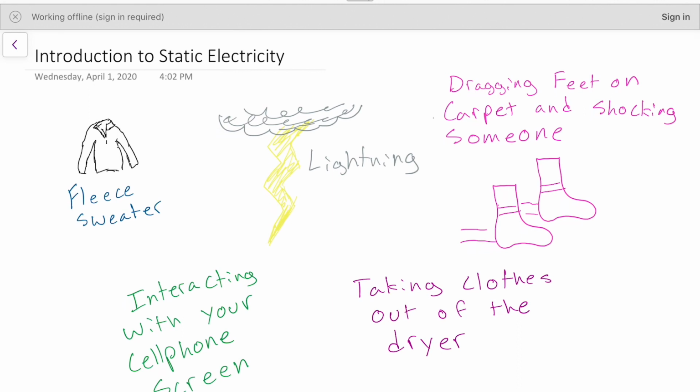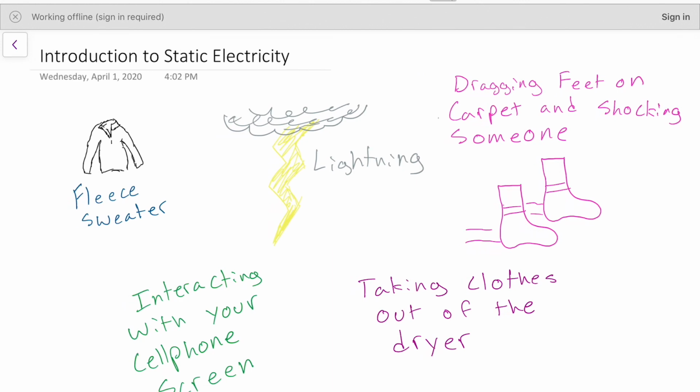Some other examples of static electricity are interacting with your cell phone screen. Your cell phone screen is not pressure sensitive. It is sensitive to the tiny electric charge of your fingertips. Additionally, taking clothes out of the dryer is a great example of static electricity. Maybe you've opened it up before and tried grabbing some clothes and you felt the shock on your hand. Those are all great examples of static electricity.